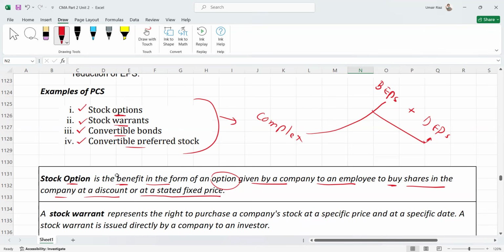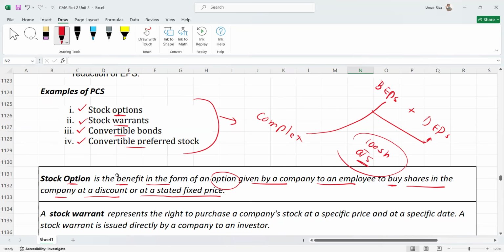Mostly, practically, stock options are given to the employees. For example, I'm giving you an option that you can buy 100 shares at, for example, $5, right? So this option is with you. Now it is your choice if you want to buy those stocks at $5 within a specific date. So that is called a stock option, right?